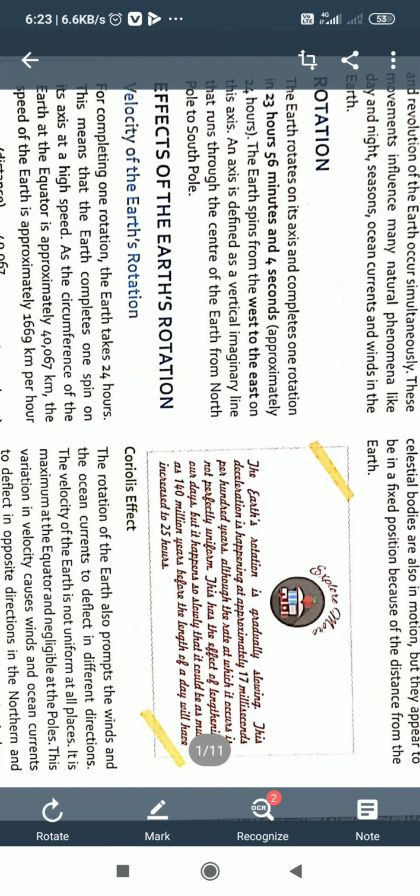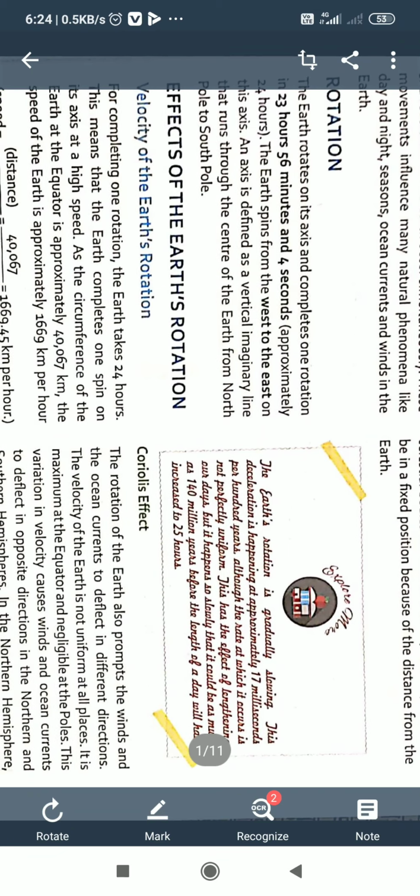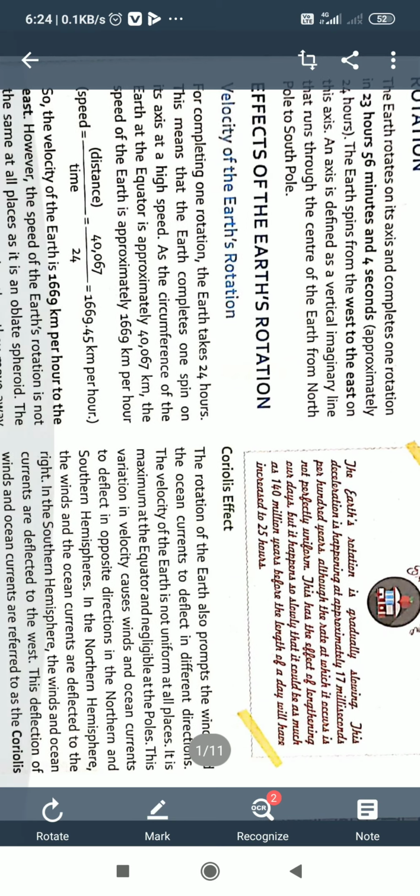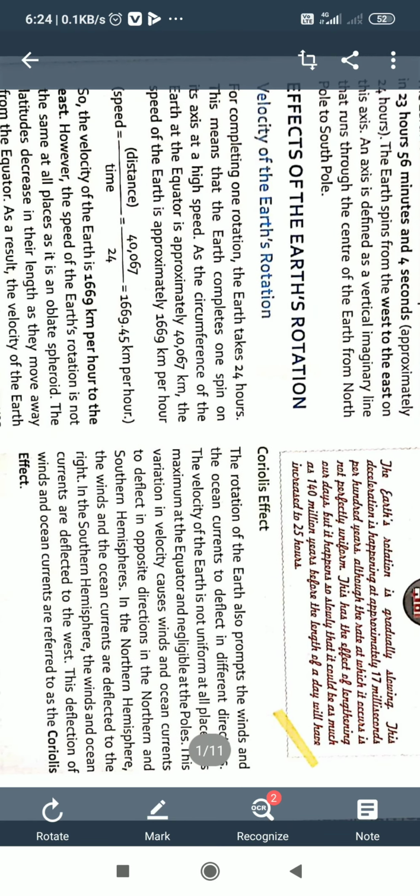Now students, I am going to tell about the Coriolis effect. The rotation of the earth also prompts the winds and ocean currents to deflect in different directions. The velocity of the earth is not uniform at all places. It is maximum at the equator and negligible at the pole. This variation in velocity causes winds and ocean currents to deflect in opposite directions in the northern and southern hemispheres.